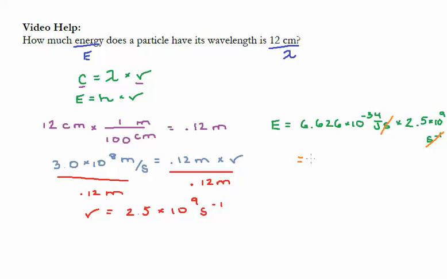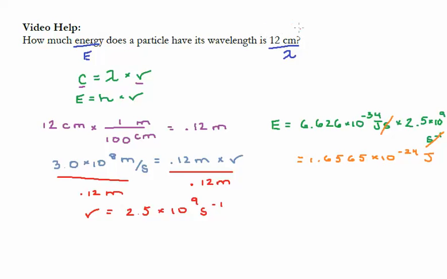And so what I end up getting for this, once I multiply 6.626 times 10 to the negative 34th by 2.5 times 10 to the 9th, I got 1.6565 times 10 to the negative 24th. My units are joules. Now I've got to go back and figure out significant figures.